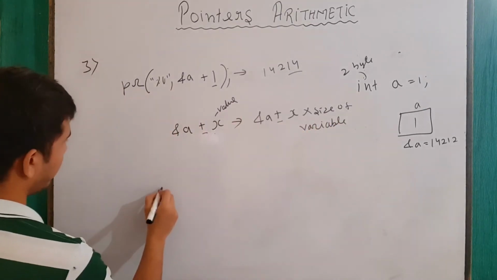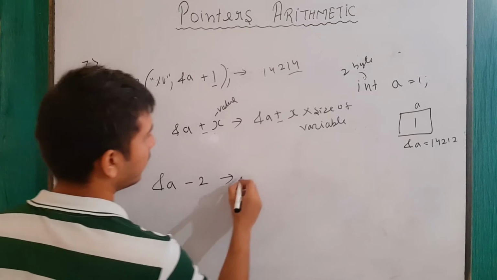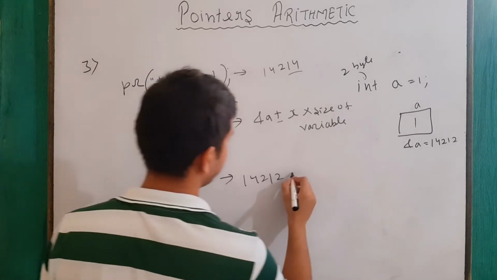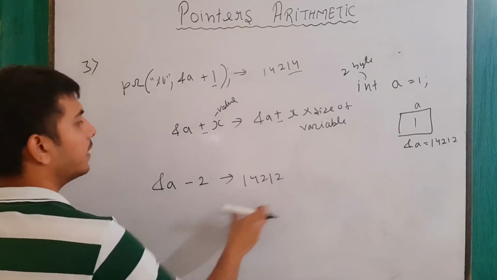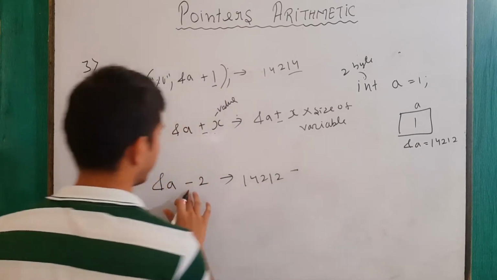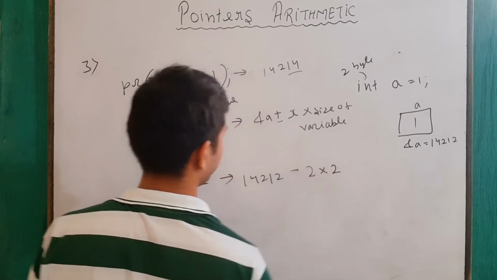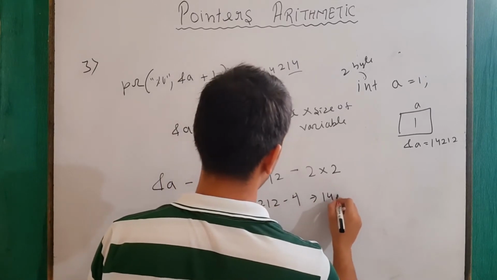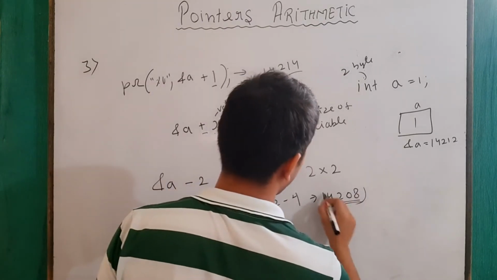For example, here if I write &a - 2, our output will be 14212. This will be given generally if you are doing some numerical. Even if it is not given, the question pattern will be something different. Then I write minus, since minus is asked. What is x? x is 2, and the size of the variable is 2. So our output will be 14212 minus 4, so it will be 14208. That will be our output, or we can say this is the address we found.